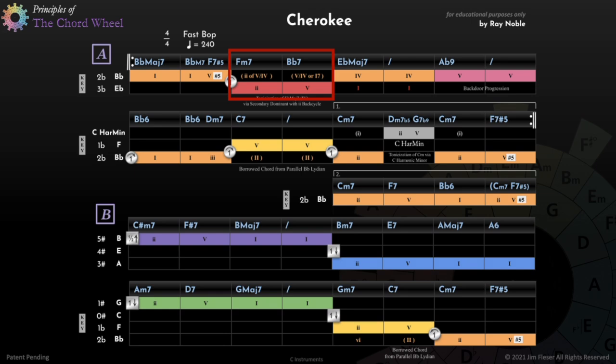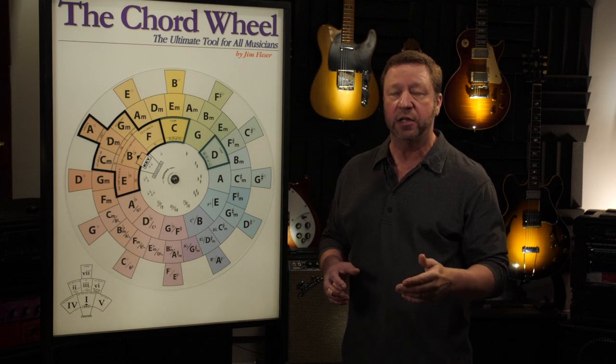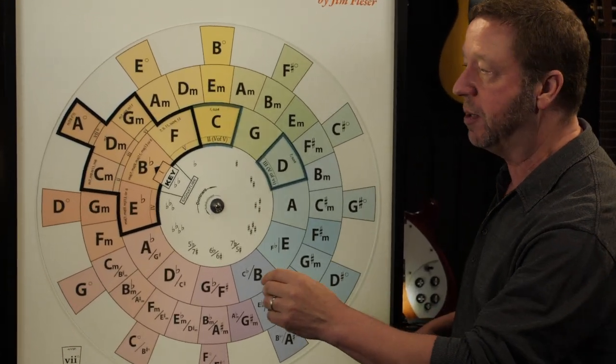Now this is a 2-5 progression in the key of 3 flats, but they have functionality within the 2 flats above it. So let's focus for a second on the B flat 7. The B flat 7 is functioning as a secondary dominant. Let's go to the chord wheel and talk about the concept.